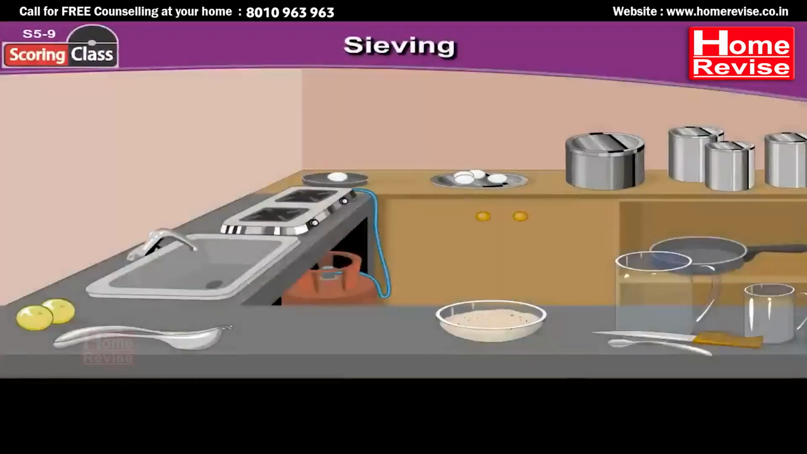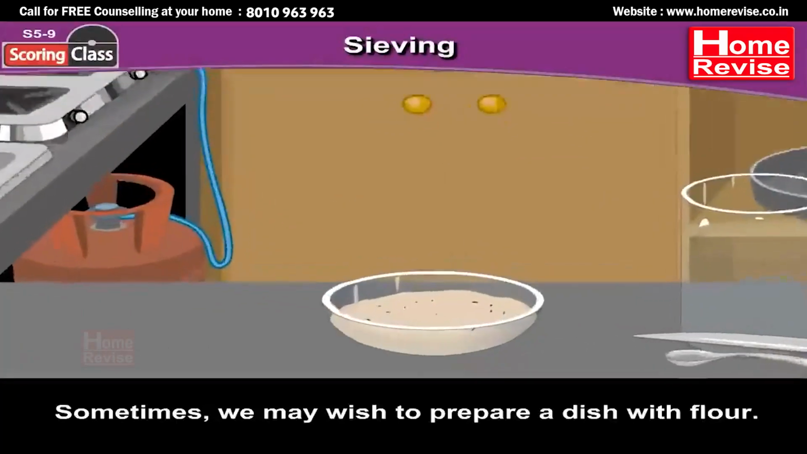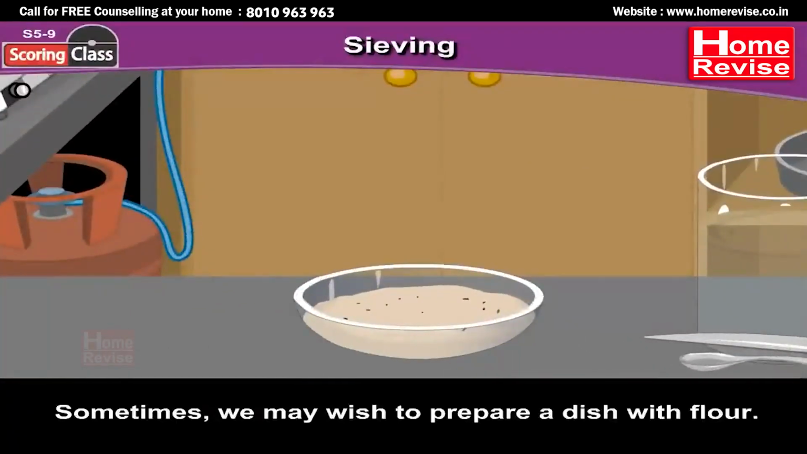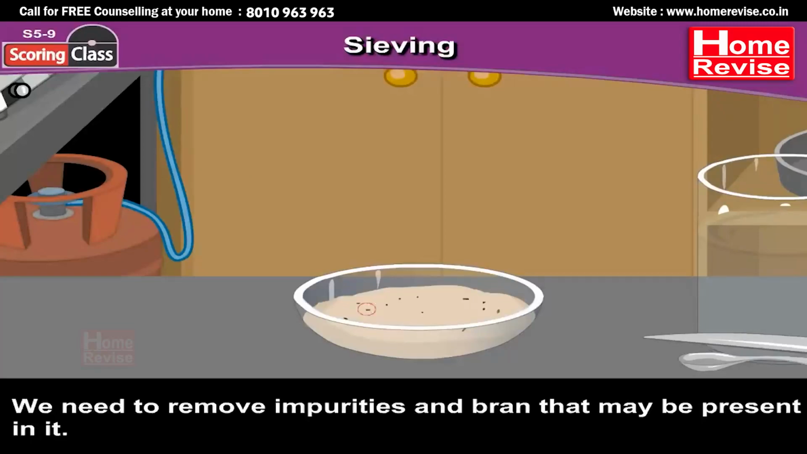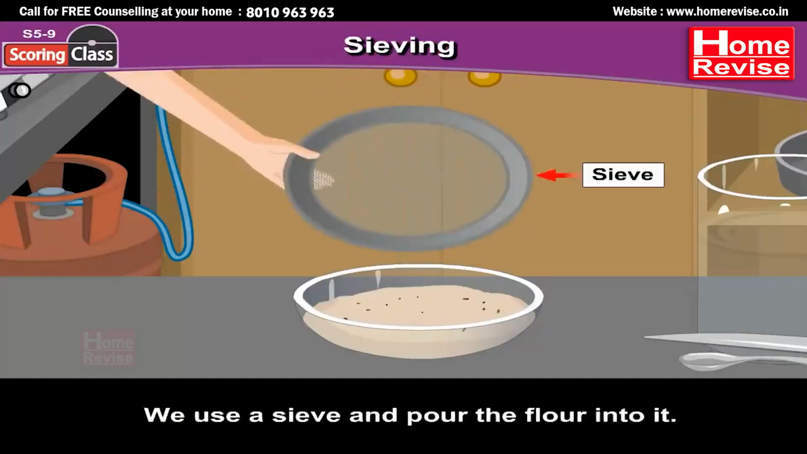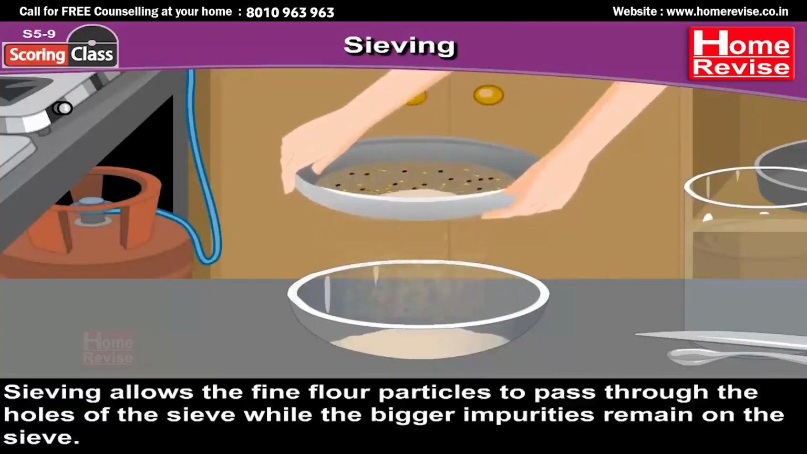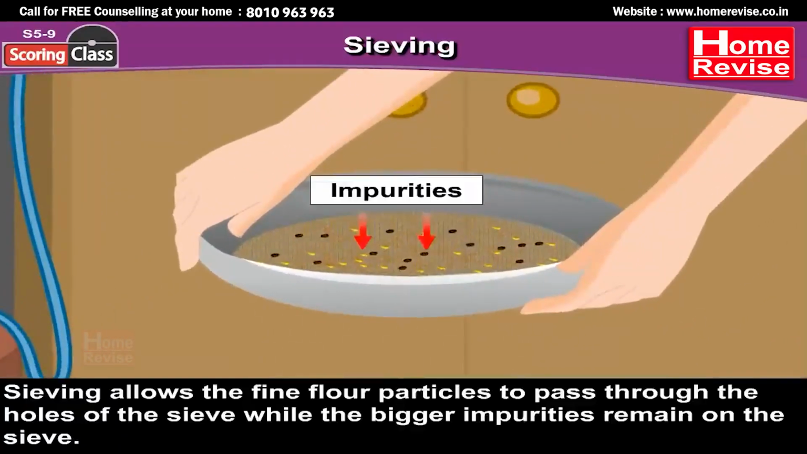Sieving. Sometimes we may wish to prepare a dish with flour. We need to remove impurities and bran that may be present in it. So, what do we do? We use a sieve and pour the flour into it. Sieving allows the fine flour particles to pass through the holes of the sieve, while the bigger impurities remain on the sieve.